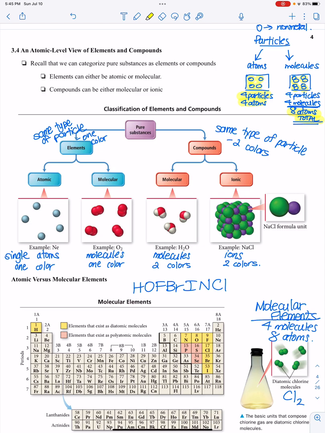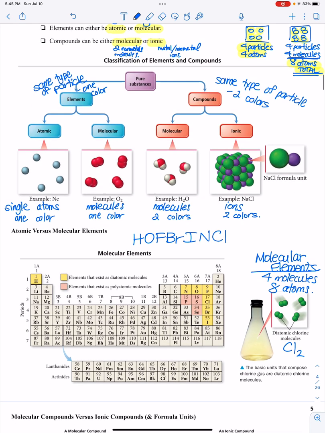Recall that we could categorize pure substances as elements or compounds. Elements can either be atomic or molecular. And again, atomic, 1 circle. We'll see that molecular will be doubled up circles. And then compounds can either be molecular or ionic. And we'll see that molecular is 2 nonmetals, if you remember from the previous lecture. And ionic would be metal and nonmetal. We'll see that ionic will have ions as the base unit, and molecular will have molecules as the base unit. Okay? All right, so here are our classifications, and I already wrote on them.